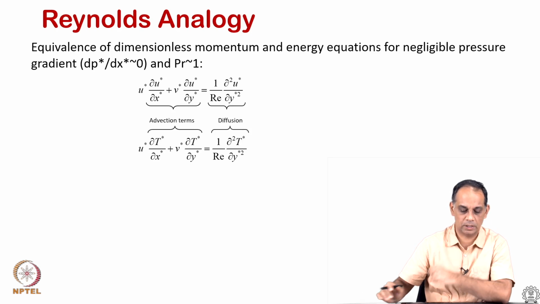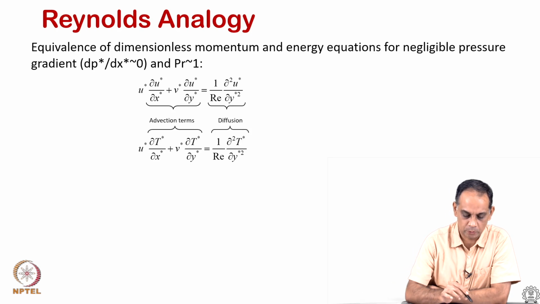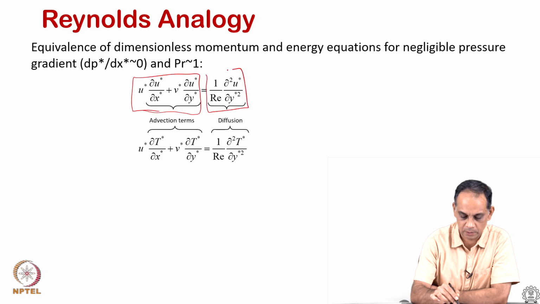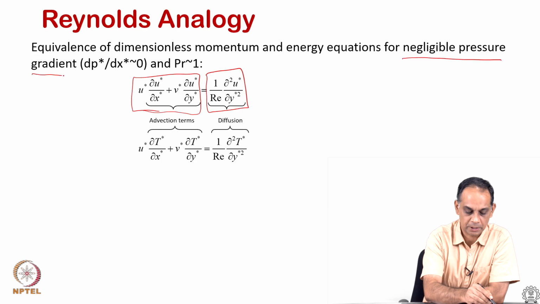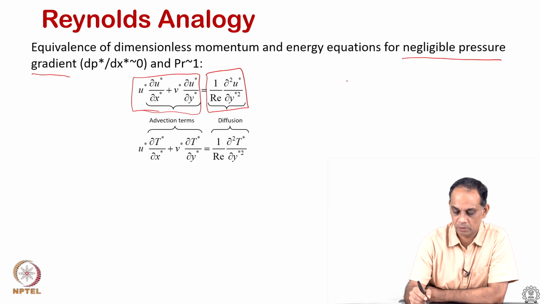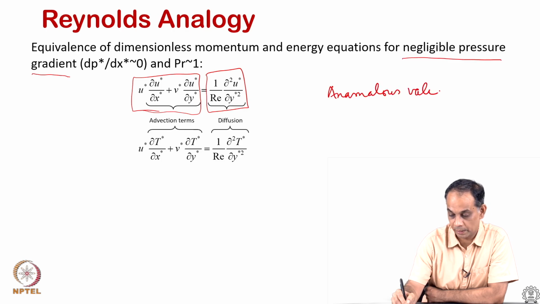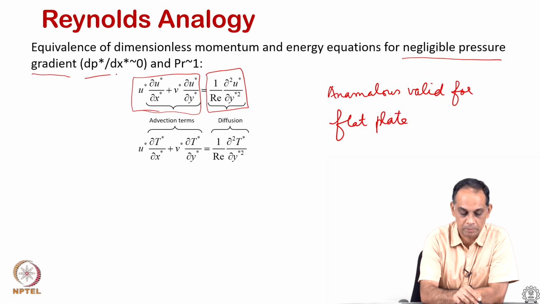These are the Reynolds analogy equations for a parallel flow, where you have the advection term that was discussed previously in the derivation, and this is the diffusion part of the equation. This equation holds true when the pressure gradient is almost 0. This is, for example, anomalously valid for a flat plate. It is an unusual case for a flat plate that it happens to have the pressure gradient being small.